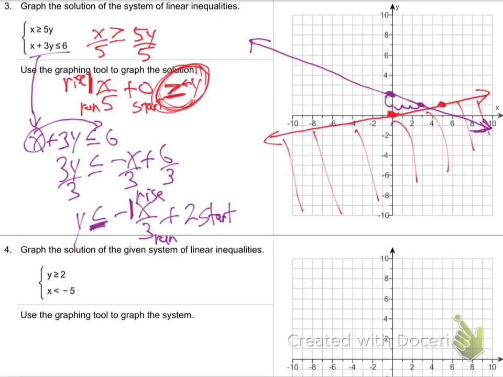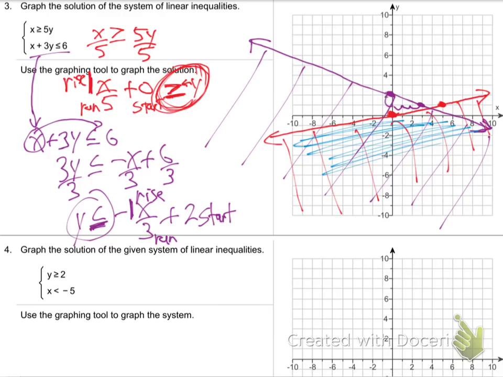Now, what about the purple graph? What is it? Y is less. So it's below the purple graph as well. So where do the 2 shadings overlap? This whole region down here. That's below both graphs. Because in both cases, that means y less. And that means y less.